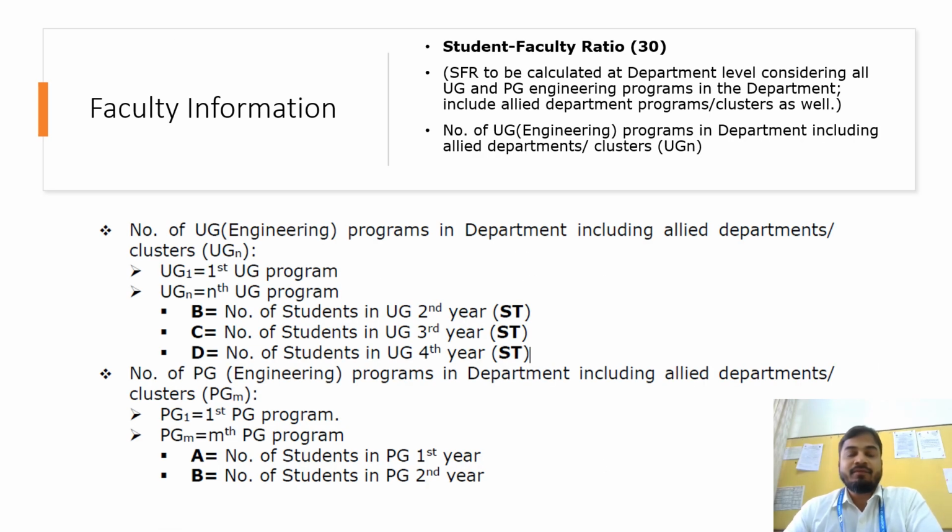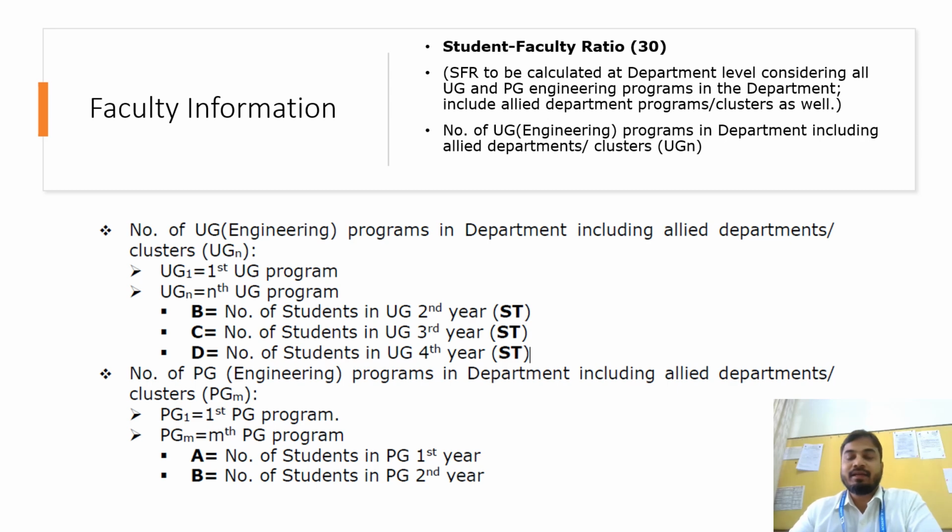So here the faculty information which falls under criteria 5 carries around 30 marks, and SFR is worth 15 of them. SFR here is calculated for each department together with its allied and cluster departments. So all allied branches, UG and PG, will come together for the calculation of SFR. If it is computer science, all the departments related to CSE will fall under one cluster. Similar is the case with mechanical, and similar is the case with software and circuit branches.